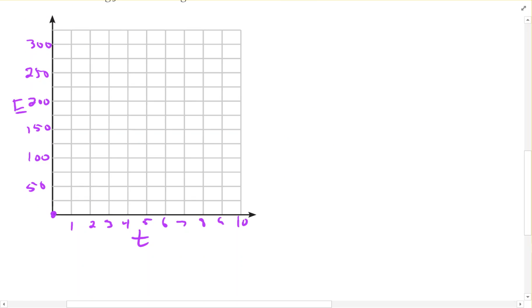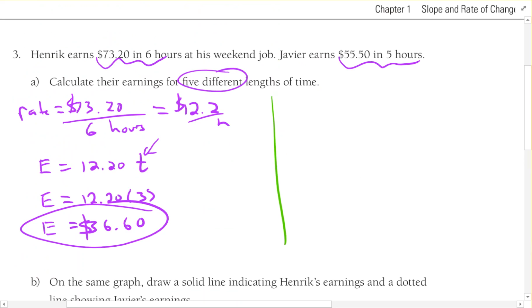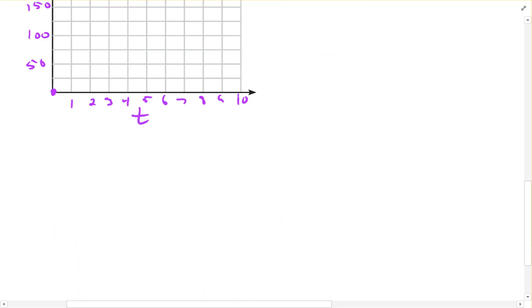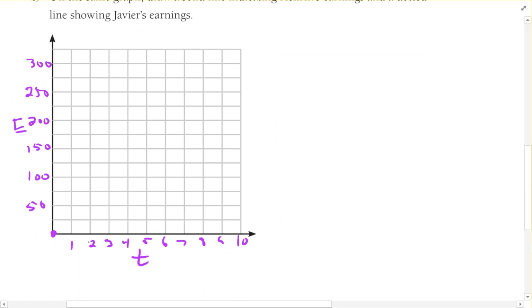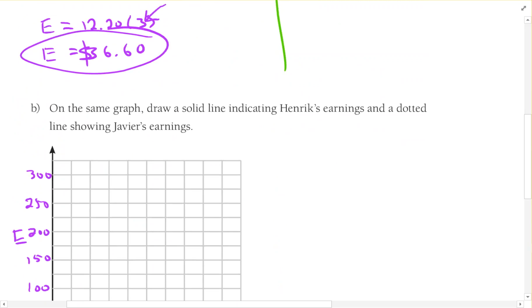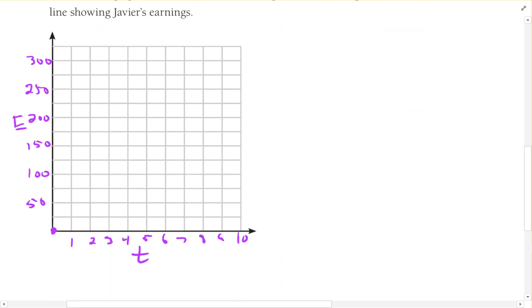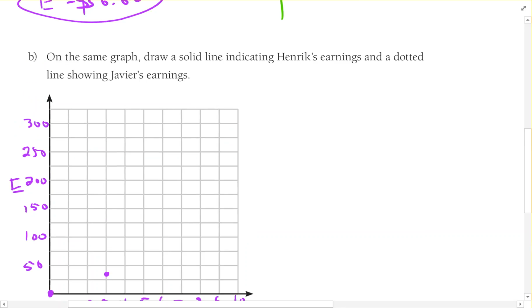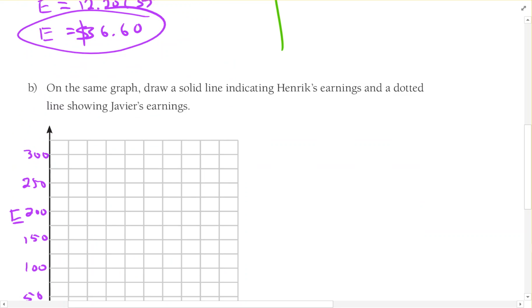So I know my first point for Hendrik would be at 0, 0, right? If you've worked 0 hours, you'd have earnings of $0. We said that after 3 hours, the 3 we put in there, we made $36.60. So I'm going to go over to 3 and go up to about there, right? I probably made my graph go up by too much. Okay, so that's kind of what you would get for that one.